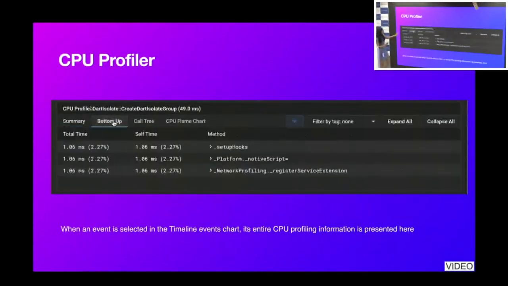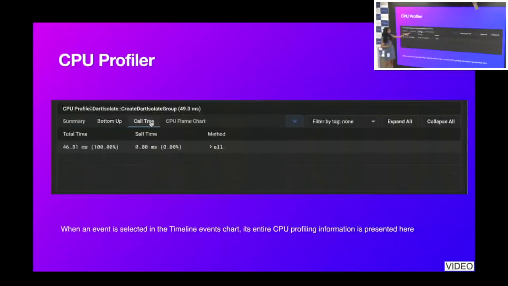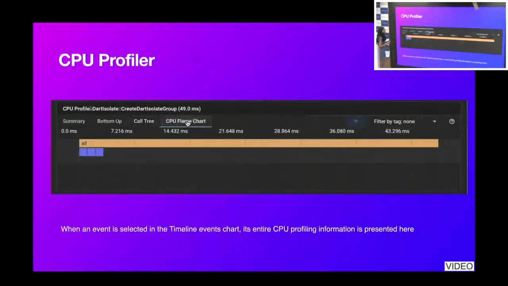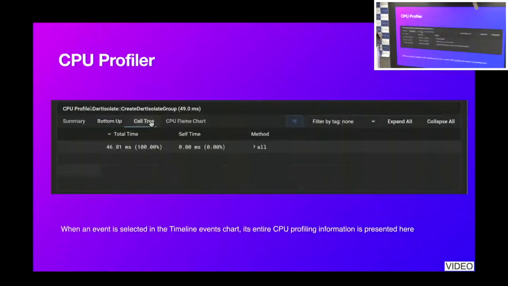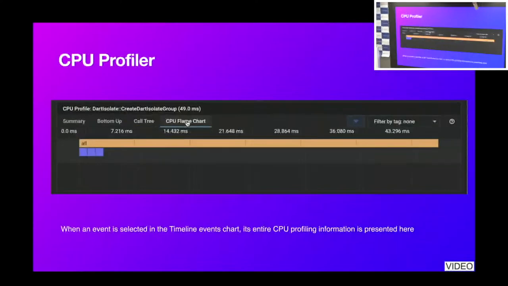And this is how CPU profiler looks like. You have summary, bottom up, call tree and the CPU flame chart tabs. And this only happens when you click on an event. The entire CPU profiling information will come up. And we'll also look at CPU profiler in detail.